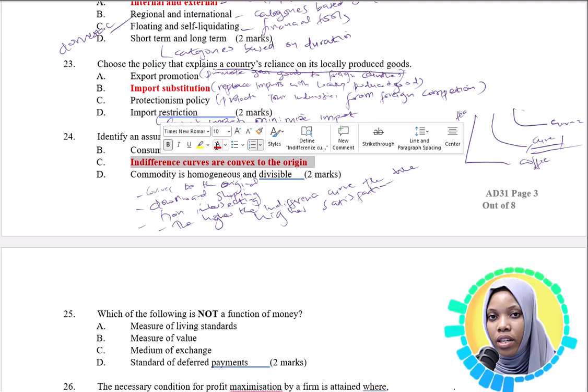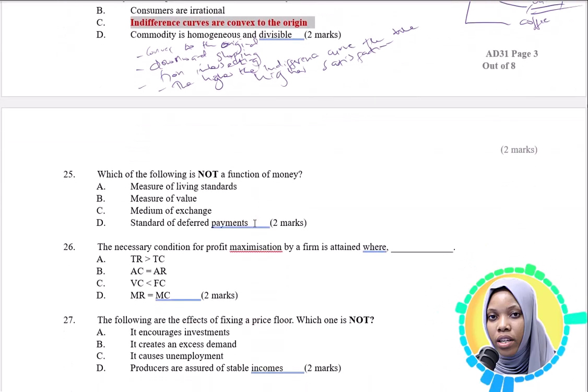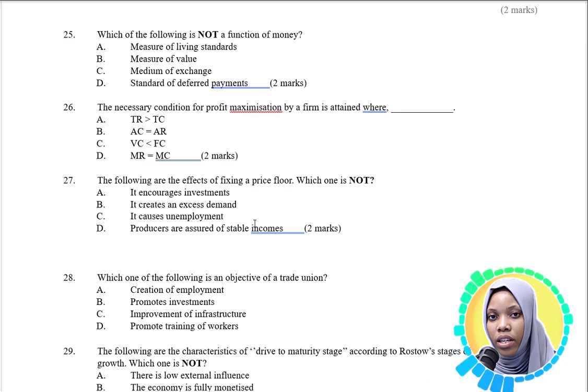Let's go to question 25. Which of the following is not a function of money? Which of the following is not a function of money? Choice A is measuring of living standards. Choice B is measure of value. Choice C is medium of exchange. Choice D is standard of deferred payment.